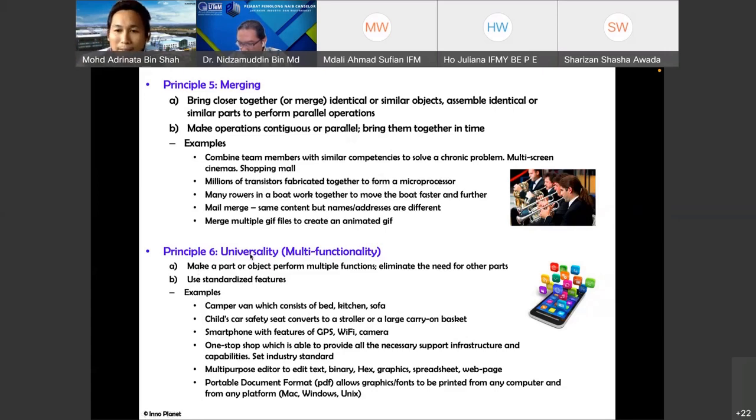Universality, multifunctionality: make a part of an object perform multiple functions, eliminating the need for other parts. So this is inventive principle number 6.